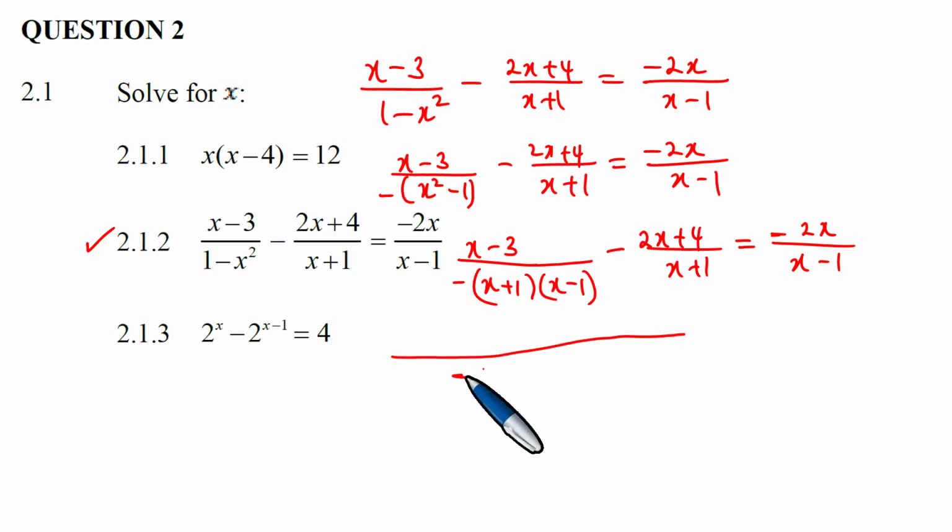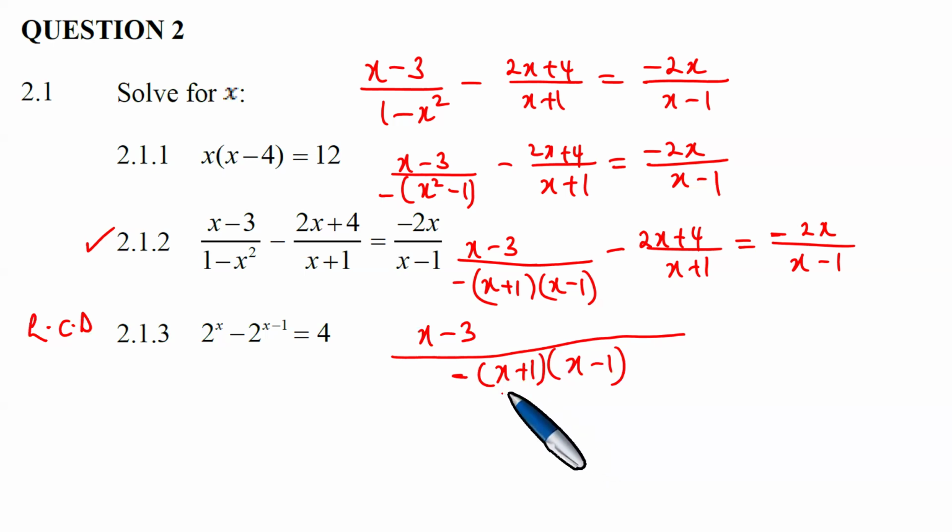So now we take minus x plus 1, x minus 1. We call it the lowest common denominator. It's called the LCD. So we take this one divided by that. All this denominator divided by this denominator, we get a 1. 1 times x minus 3, with x minus 3. And all this denominator we divide by x plus 1.